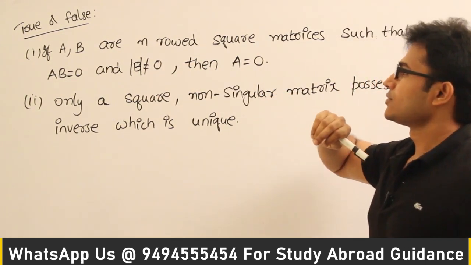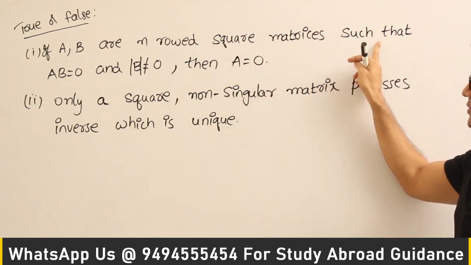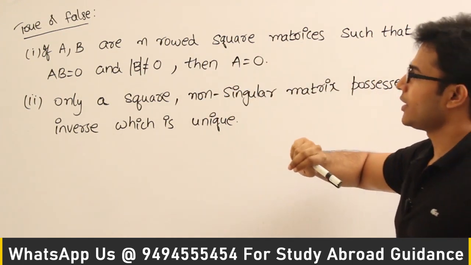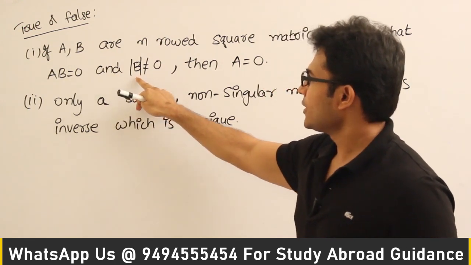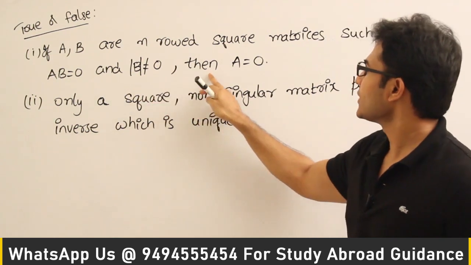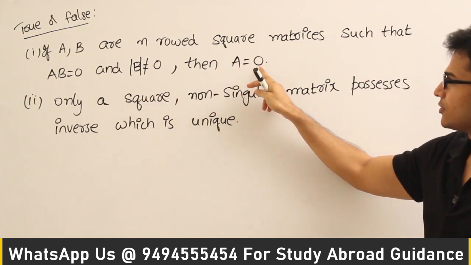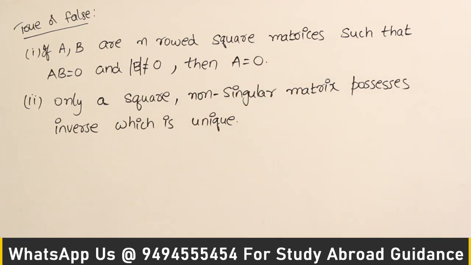Okay. So the first question is, if A and B are n-row square matrices such that A into B equal to null matrix, and det B not equal to 0, which means B is a non-singular matrix, then A equal to 0. So this is given. They are asking whether it is true or false.